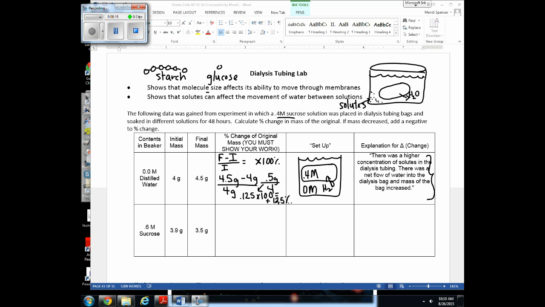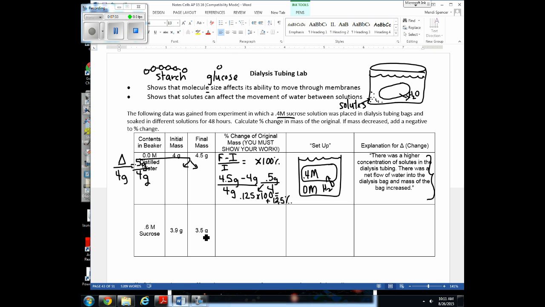If I want to know the percent change of the bag, then we're going to put the change on top. And it's the change over the original. And the original was 4 grams. So let's just think about what the change is. So just compare these two numbers. The change is 0.5, right? So we have a 0.5 gram change over 4 grams. If you divide and multiply by 100, it's going to give you the same answer. And since the change was a positive change, mass goes up, then just make sure that you put a plus in front of the number.